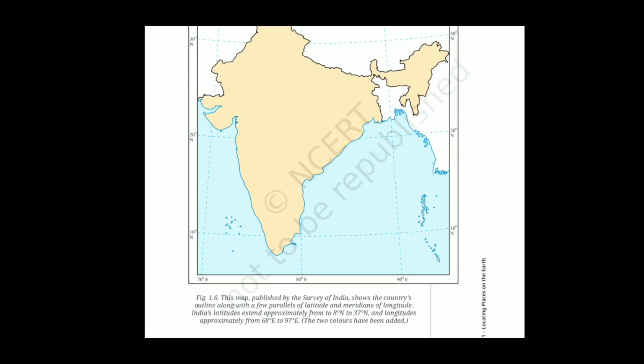Figure 1.6. This map, published by the Survey of India, shows the country outlined along with a few parallels of latitude and meridians of longitude. India's latitude extends approximately from 8 degree north to 37 degree north and longitude approximately from 68 degree east to 97 degree east. The two colors have been added.